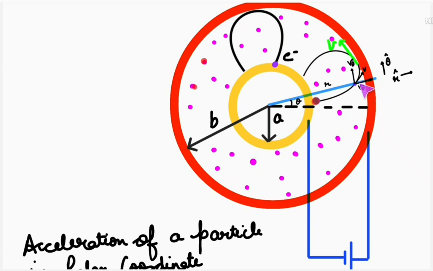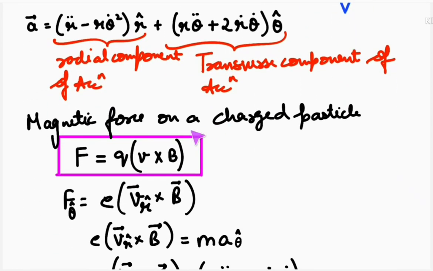Now the electric force will act in the r cap direction, and a magnetic force will also act due to this v_theta. The magnetic force will act in this direction, and due to v_r the magnetic force will act in this direction. We are not interested in the force in the r cap direction. We'll use only the magnetic force in the theta cap direction. There will be no electric force in the theta cap direction, so there will be only magnetic force in the theta cap direction. The magnetic force on a charged particle is q v cross B.